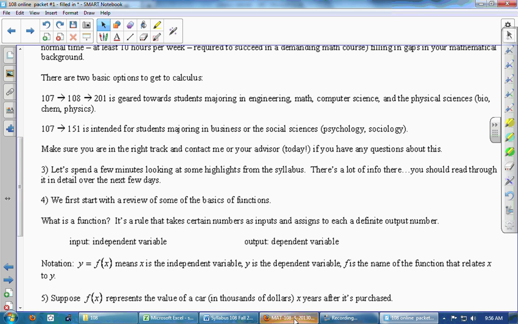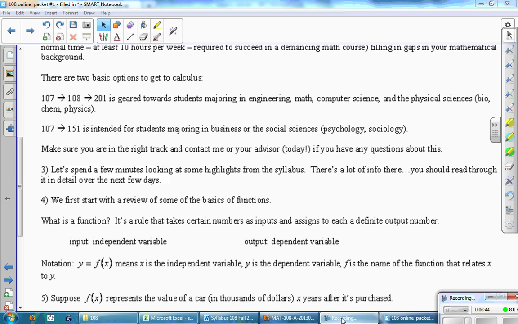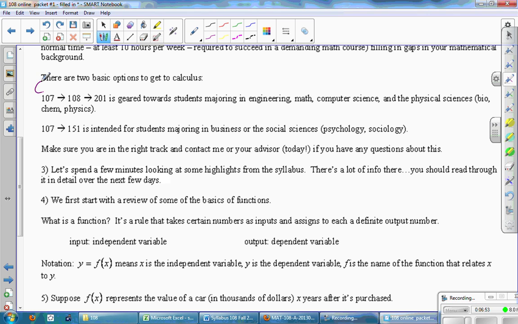There are 2 basic options to get to calculus, 107 to 108 to 201. So let's be clear about all these numbers here. 107 is our college algebra class. I'm sure many of you came from that class. 108 is this precalculus class, and 201 is Calc 1. And 201 is geared towards students majoring in engineering, math, computer science, and the physical sciences, biochem, and physics.